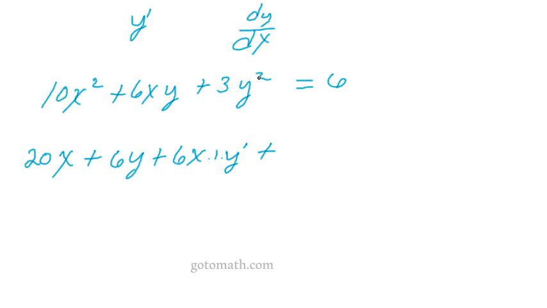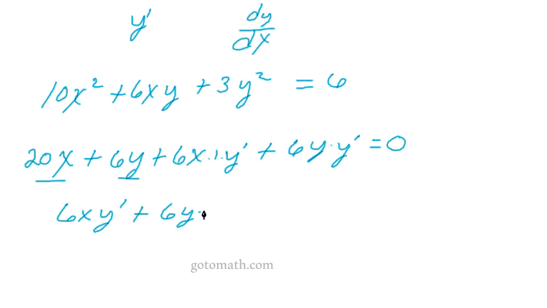Okay, the derivative of 3y squared, so we take the 2, bring it out front. 2 times 3 is 6y times y prime. And the derivative of 6 is 0. So now what we need to do is solve for y prime in this problem. So I'm going to take these two over to the right, and so we end up having 6x y prime plus 6y times y prime, just rewriting these two, is equal to negative 20x minus 6y.